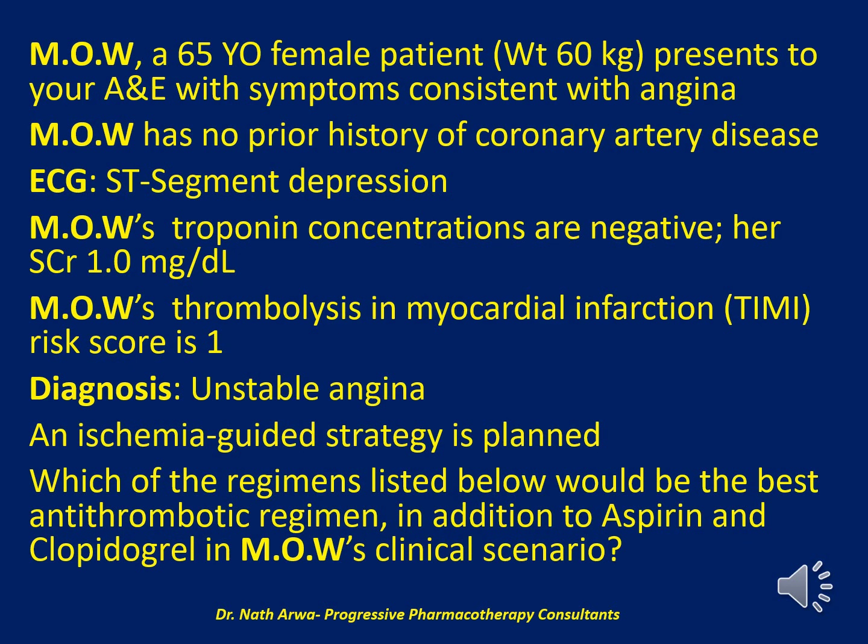MOW's thrombolysis in myocardial infarction risk score, abbreviated as TIMI risk score, is 1. A diagnosis of unstable angina is made. An ischemia-guided strategy is planned. So my question to you is, which of the regimens listed below would be the best antithrombotic regimen, in addition to aspirin and clopidogrel in MOW's clinical scenario?